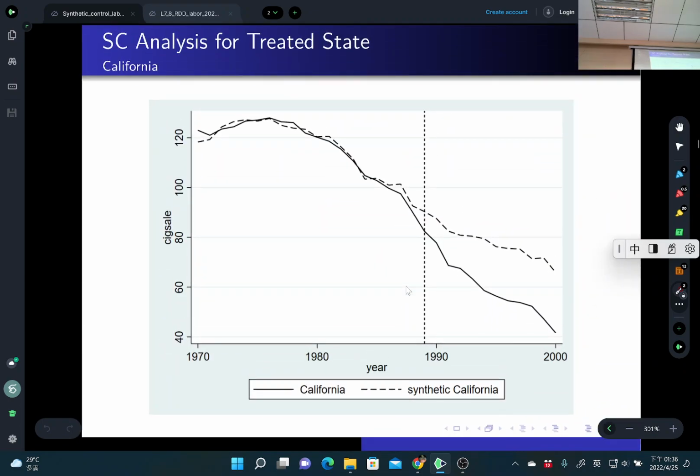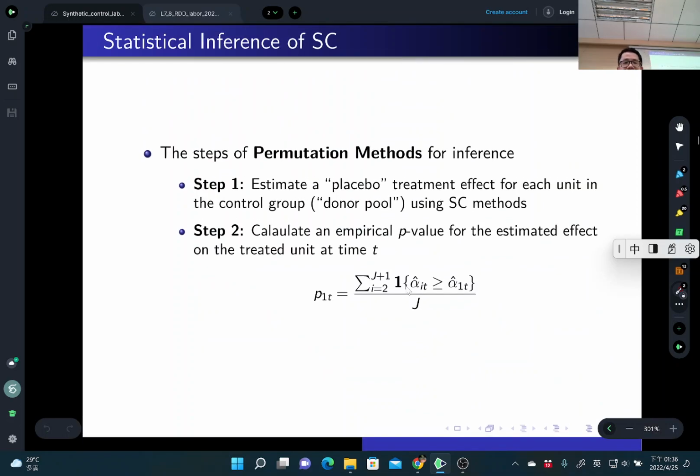And we want to know how many of them are bigger than California. If there are a lot of placebo estimates bigger than California's estimate, then maybe this causal effect does not really represent a significant impact of the treatment, because California's is smaller than the other placebo estimates. Okay. So in this method, basically the first step is we compute a lot of placebo treatment effects, one for each unit in the control group, using the synthetic control estimation. We estimate a lot of placebo effects using other non-treated states and save them. And we want to compare with the treated unit, California's estimate.